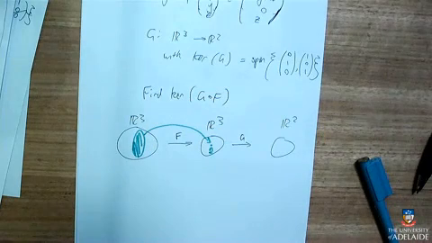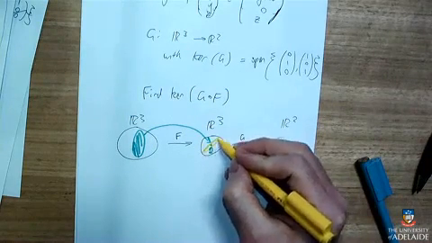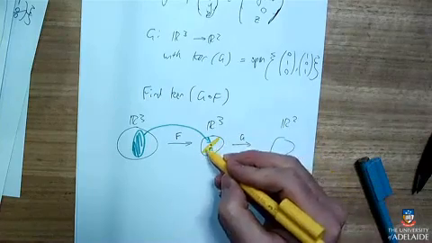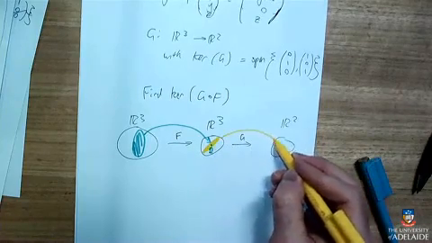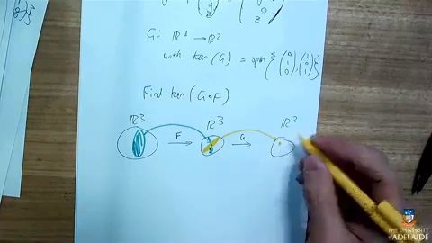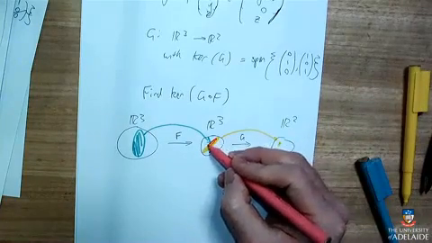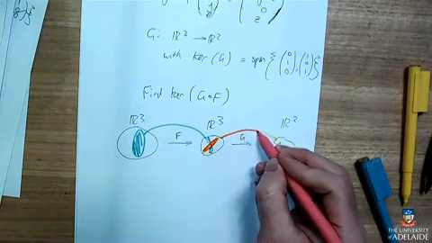And then the kernel of G ends up at 0. Damn it, that's a bad colour. It's bad on my paper, it's fine on your screen.